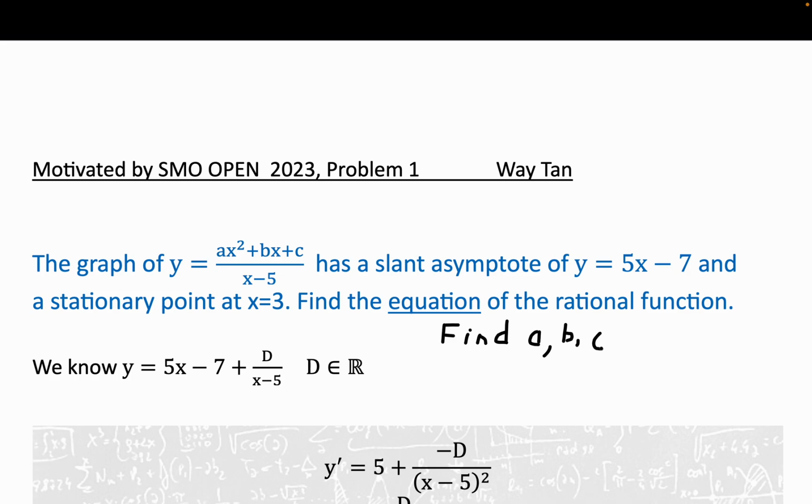Now this very first statement is very, very important, and I'll write down what this really means here. You're actually given that 5x minus 7 is the quotient when you divide x minus 5 into the numerator. Now the reason is, if you just think about the way I've labeled y right here, the limit, and this really is a definition. This is the definition of what we mean by oblique asymptote or slant asymptote.